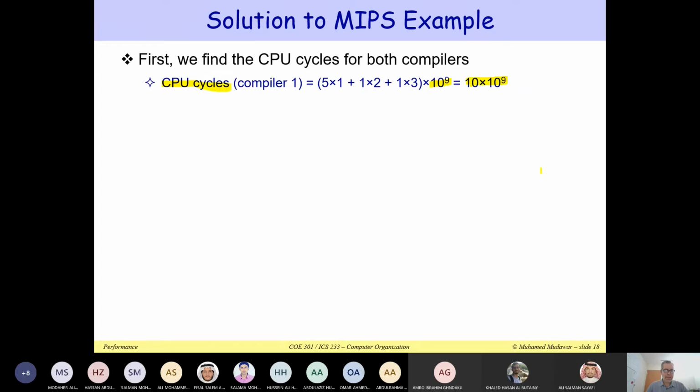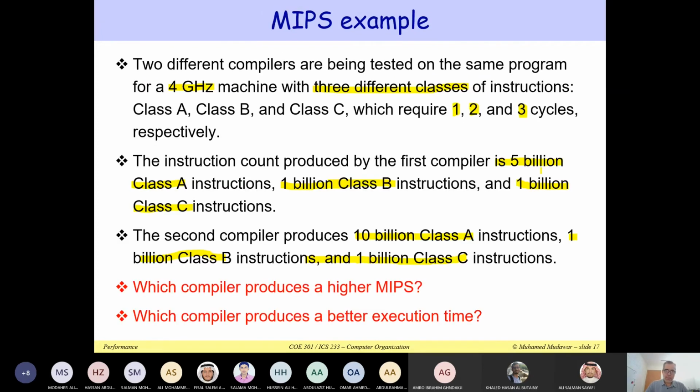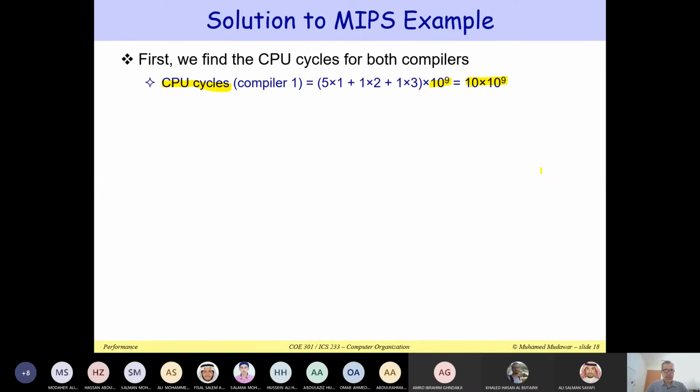Let us repeat for compiler 2. Compiler 2 is shown here, 10 billion class A, 1 billion class B, and 1 billion class C. So we multiply 10 by 1, 1 by 2, and 1 by 3. That's it, we get 15 billion cycles for compiler 2. So that's step number 1, calculate the CPU cycles.